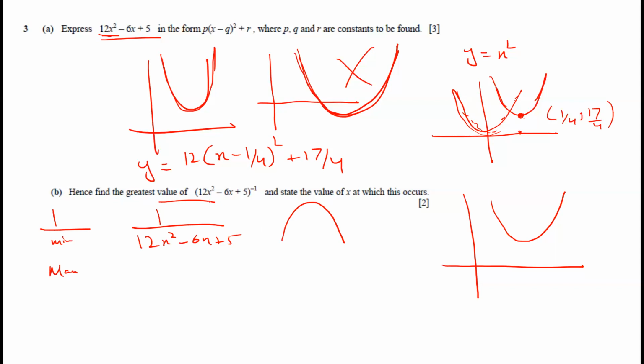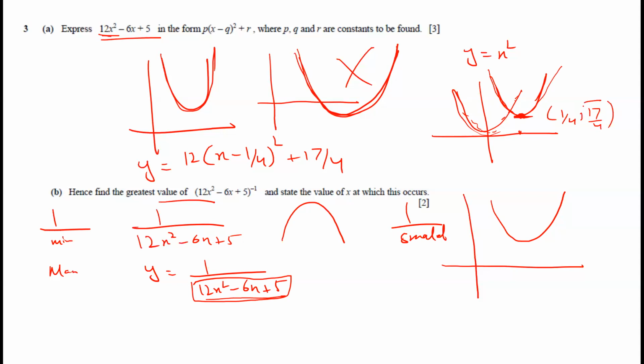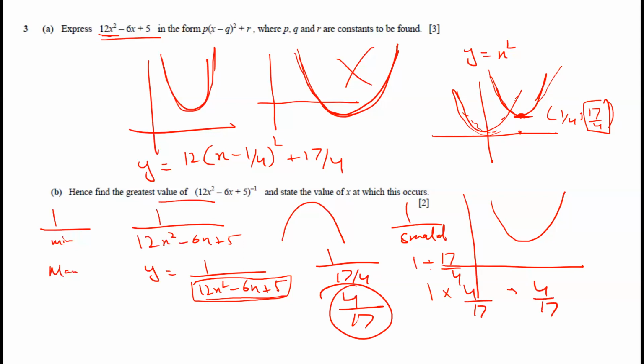Now hence find the greatest value of 1/(12x² − 6x + 5). So y equals 1 upon 12x² − 6x + 5. So the greatest value of y would be when this is the smallest number. So 1 upon a small number will give you the highest number. What will be the smallest number over here? As we know this is our graph, the smallest number of the graph, this y is 17/4. So 1 upon 17/4 will actually become 4/17. So 1 divided by 17/4 will become 1 multiplied by 4/17. So 4/17 will be your greatest value.